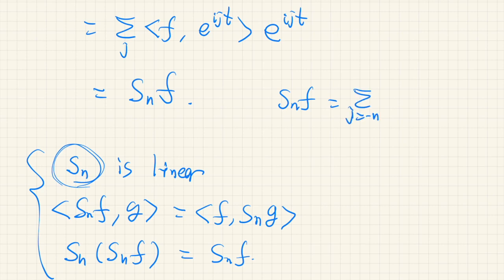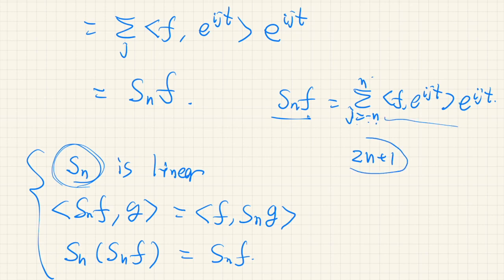The sum over j from negative n to positive n of f hat j times e to the ijt. So this projection operator projects the function on a subspace that is 2n plus 1 dimensional. So j varies from negative n to positive n, so there are 2n plus 1 terms in this sum. So this is a subspace.